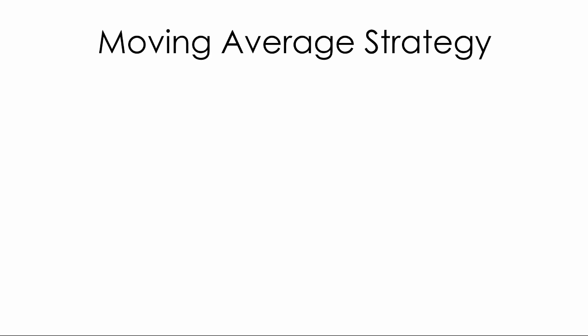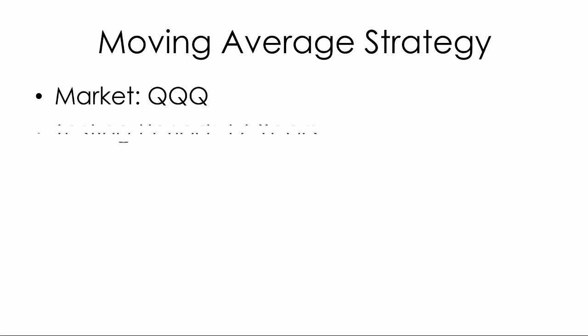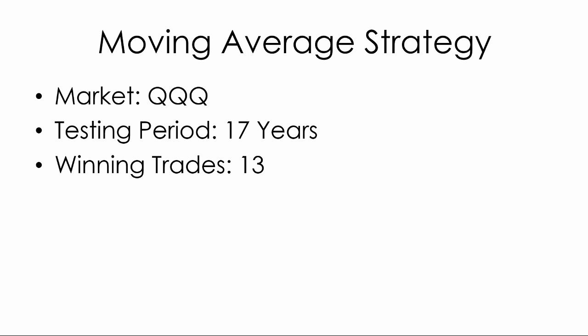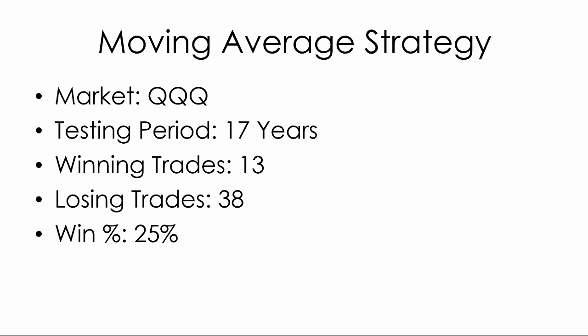Now these are actual numbers, gang. We're going to look at the QQQs. For those who aren't familiar, this is the NASDAQ 100 ETF. We're going to look at the last 17 years. So this runs from 2000 to current. Now the number of winning trades, guys, is 13. Losing trades, 38. My win percentage is 25%. It's actually quite a bit less than the 40% system we looked at.